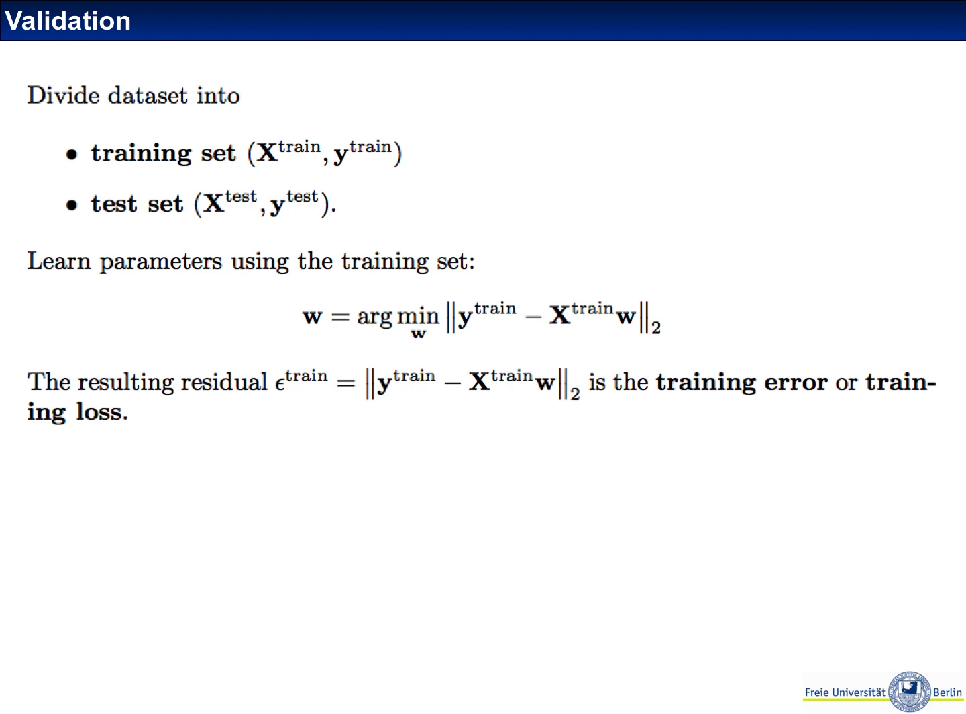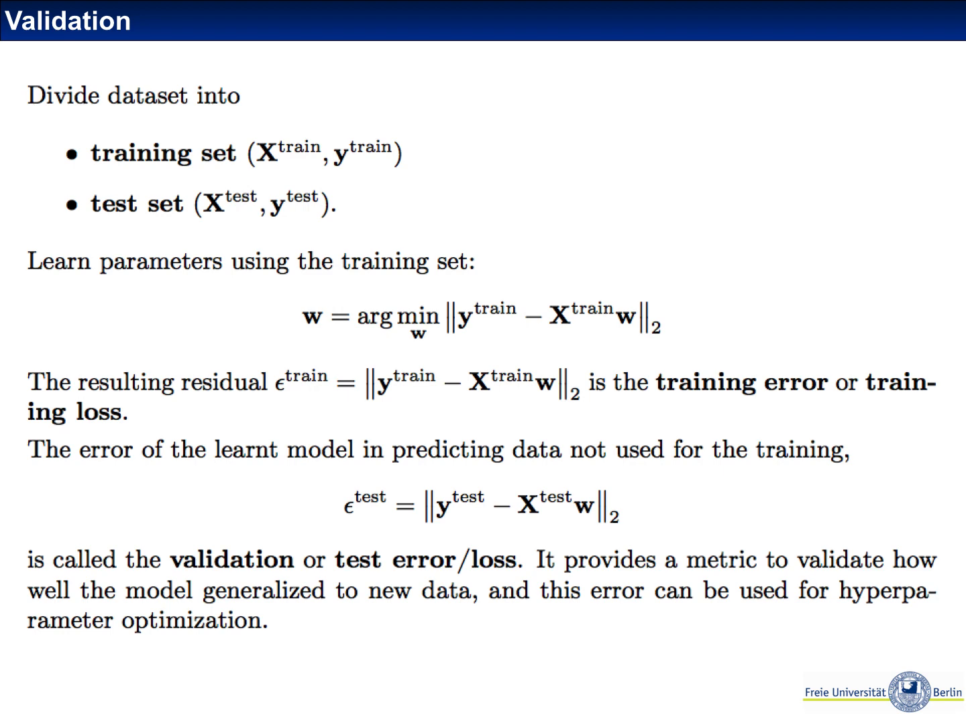Now, we train our model, and that means our parameters, W, using the training data set by minimizing the loss function, such as the prediction error of the linear least squares regression problem. The resulting loss function or error is the training error or training loss. It's the error we make on the training data, and it is exactly what we have minimized for.